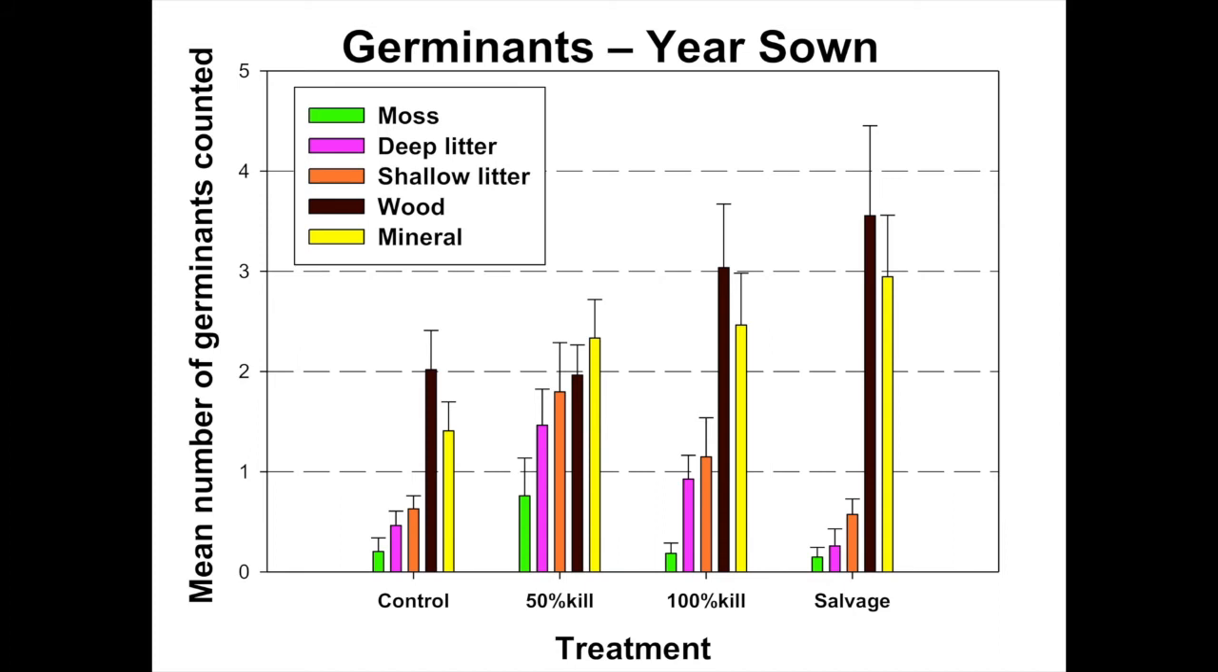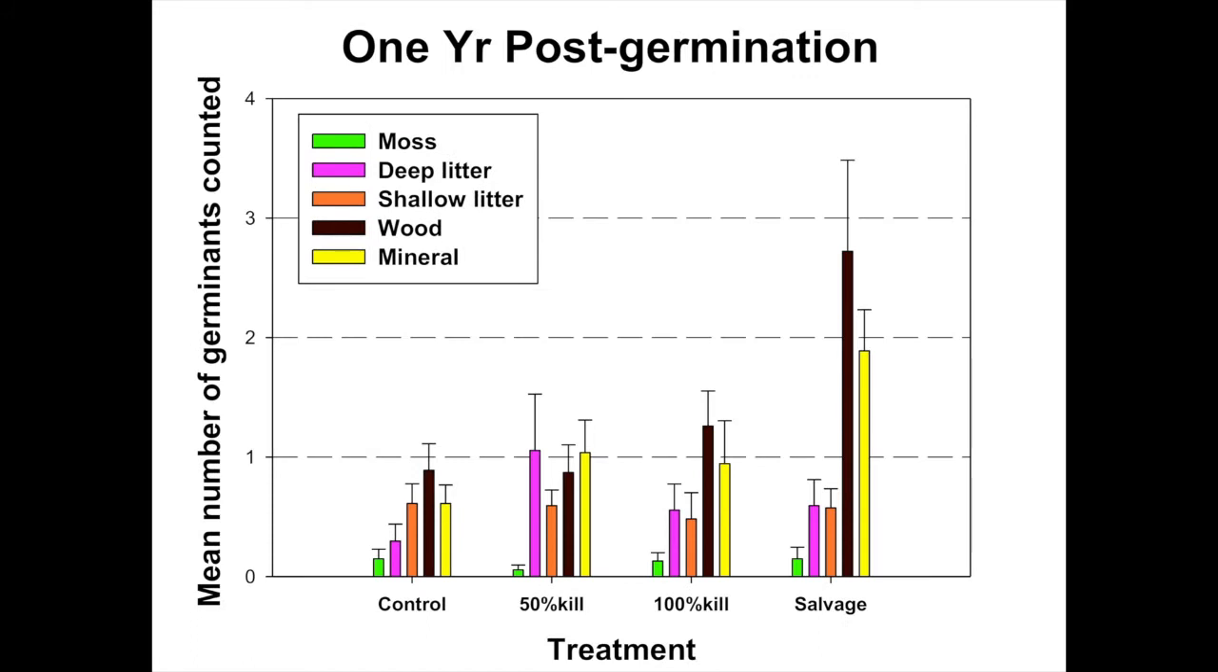However, when we went back one year out to see what the overwinter survival was, we can see that we no longer see that future hope for regeneration in the short term, because the wood and the mineral soil have decreased back down in terms of the mean number of germinants that survived.